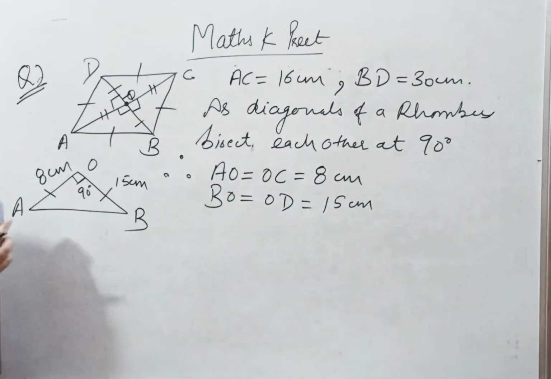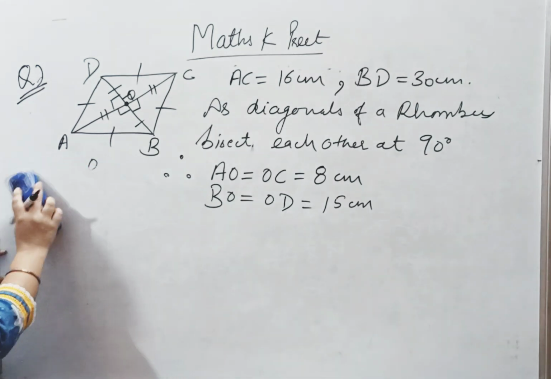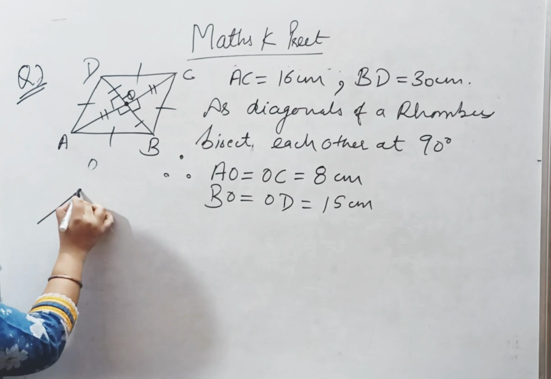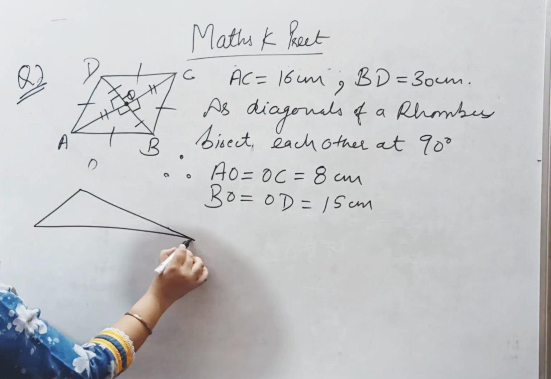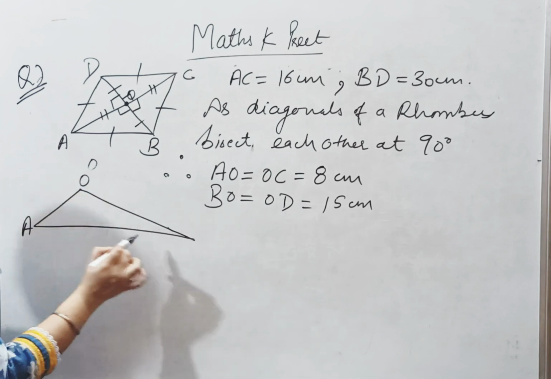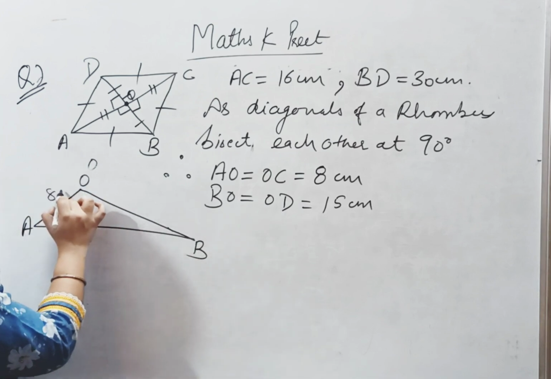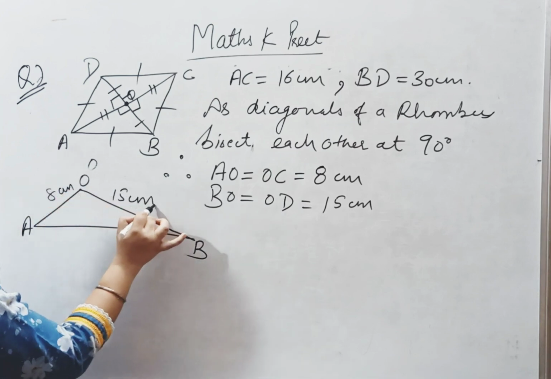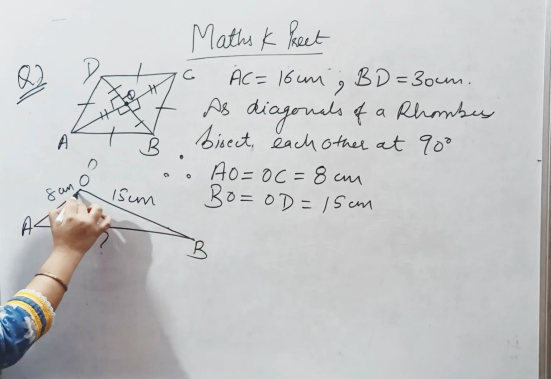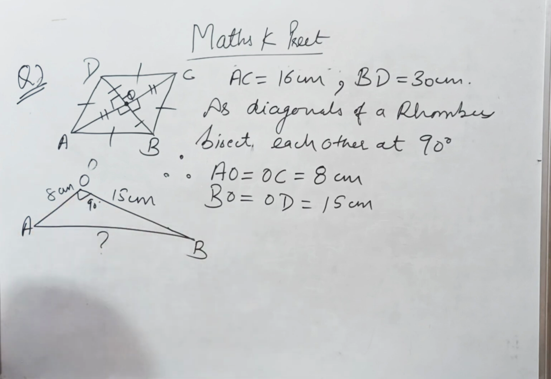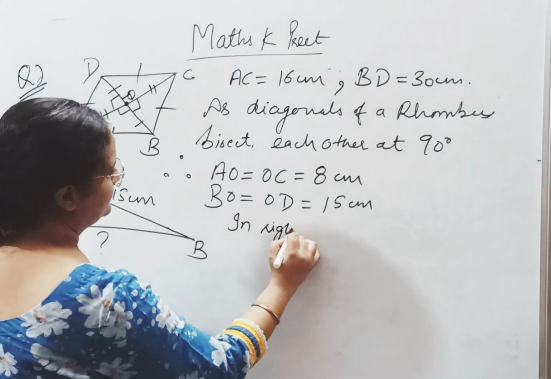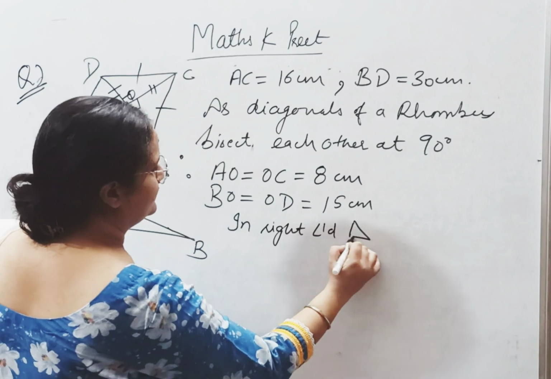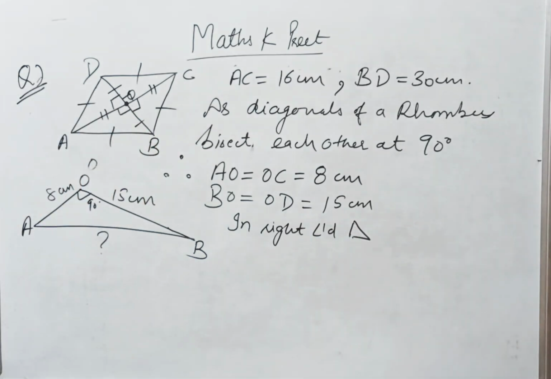Let me draw for you actually. Let me draw. This is 8. This will be like 15. And I have to join this. Diagram will go like this. This is 8. This is 15. This we don't know. This angle is what? 90 degree. So we don't know AB here. Clearly the triangle is what? Right angle triangle. In right angled triangle, the name of the triangle is AOB.